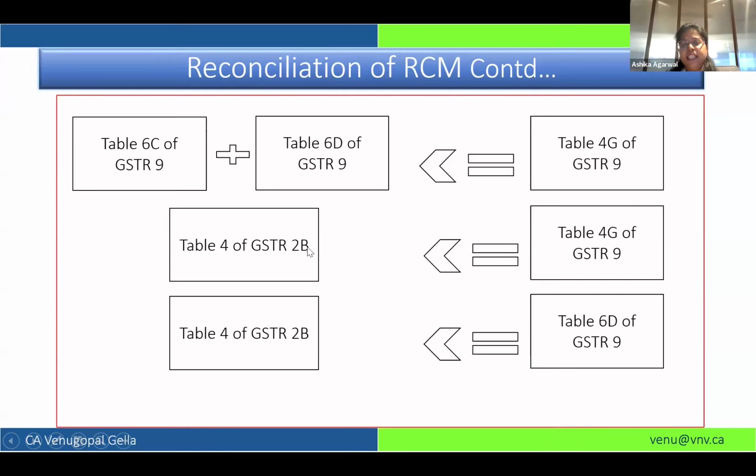That is one check. The second check is whatever data is auto-populating in 2B for RCM liability, it should be either lower or equal to what you have paid. So this check also you have to take care of. Third check, as they have provided registered ITC under RCM to be reported in 6D, you have to make sure that what is coming in 2B either matches with it or is greater than that. So these are the checks on RCM which you have to do while reporting in GSTR 9.